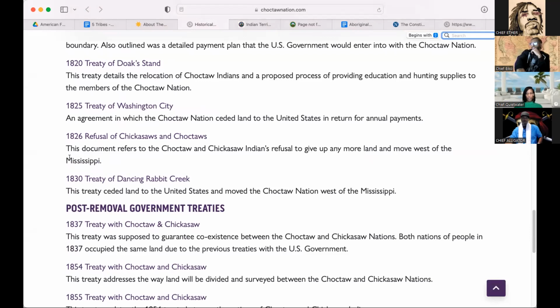Yeah. So refusal of Chickasaws and Choctaws. This document refers to the Choctaw and Chickasaw Indians' refusal to give up more land and move west of the Mississippi. So again, highlighting, before that removal act, before those 1866 Indian treaties, which all of them have, it is showing exactly where they were from. They were east of the Mississippi. And you're going to see pretty much this same recurring theme for all of these now known as the five civilized tribes in these areas.